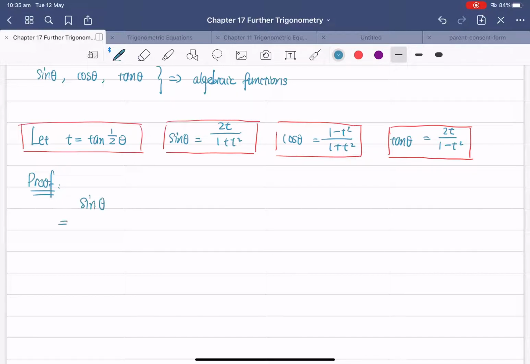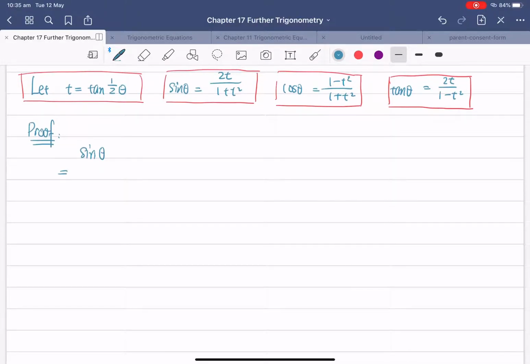All right, so the first step is we can change sine theta into the double angle formula. So we change that theta into 2 times theta over 2, like this. And then if you use the double angle formula, that becomes 2 sine theta over 2 cosine theta over 2. Now previously we let t equal tangent theta over 2.